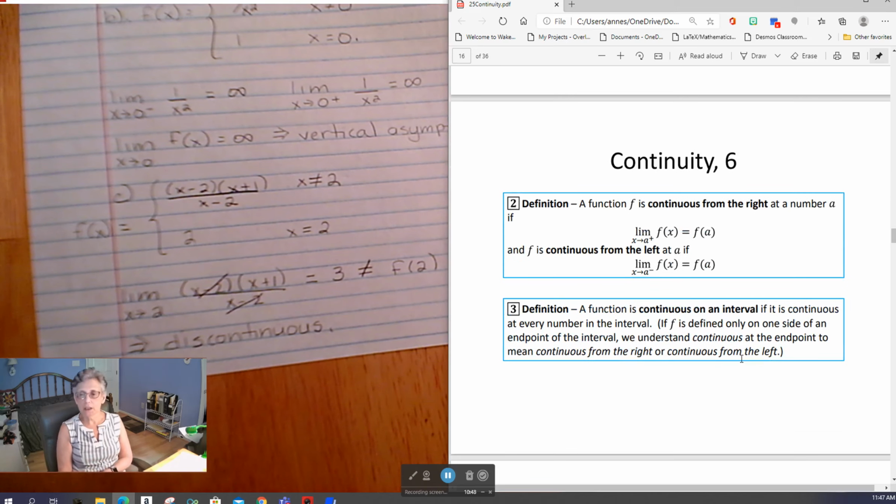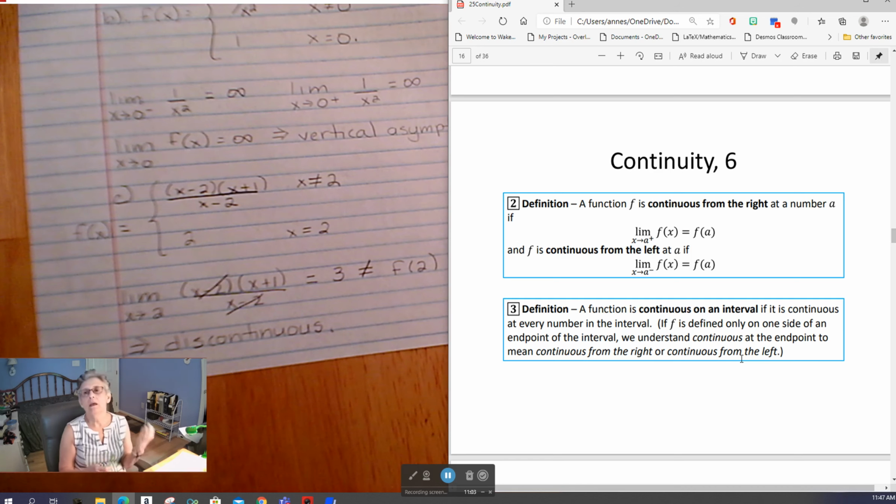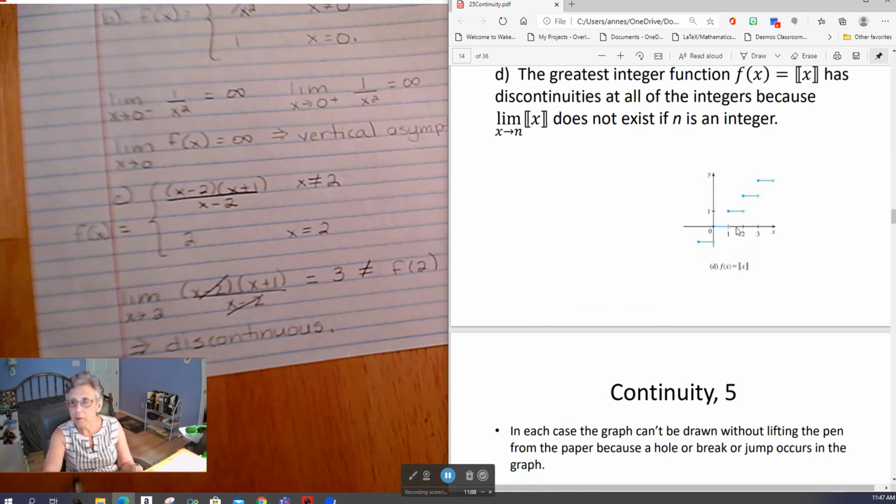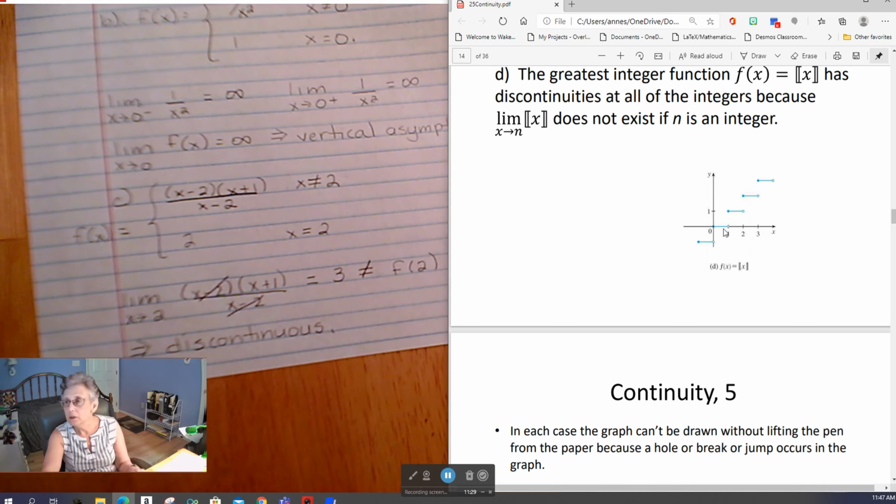Now we can say a function is continuous from the right or continuous from the left. A function is continuous from the right at A if the right-hand limit is equal to the function value. It is continuous from the left at A if the left-hand limit is equal to the function value. So let's take a quick look back at this greatest integer function. It is continuous from the right at 1 because the right-hand limit is equal to the function value. It is not continuous from the left at 1 because the function value does not equal the limit.